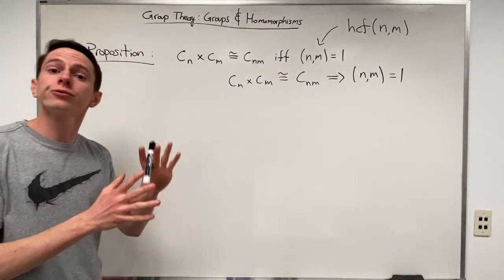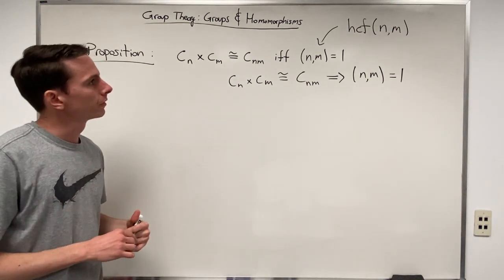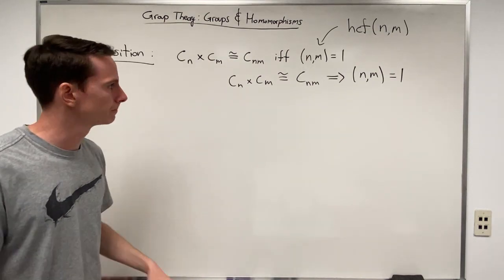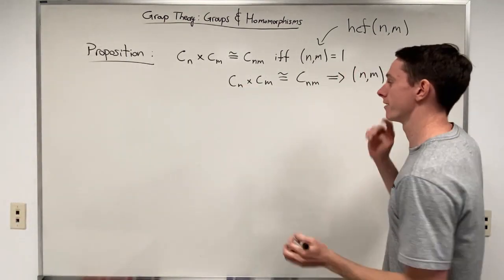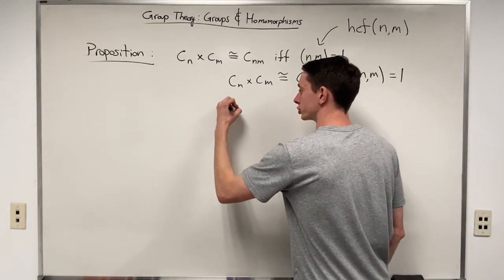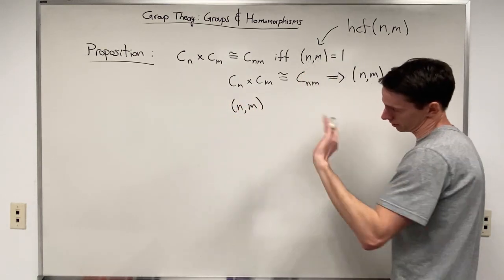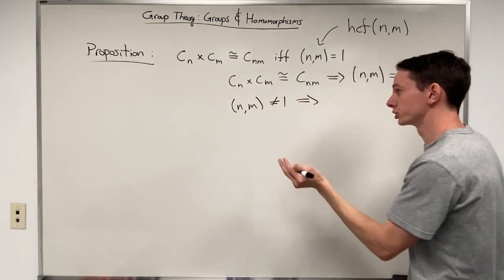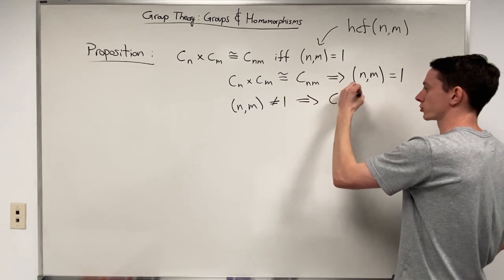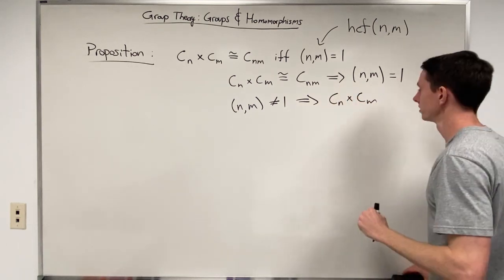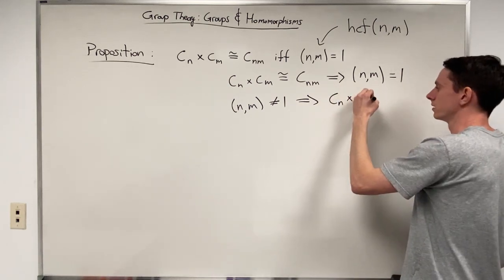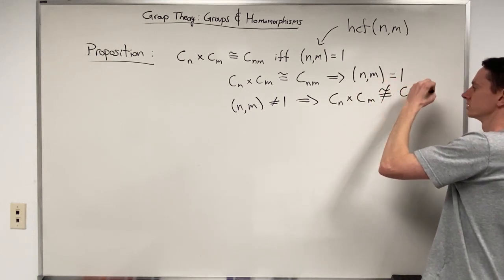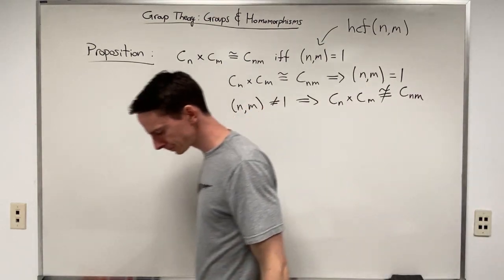Okay, let's prove the statement the other way now. And what we're going to do to do this is actually prove the contrapositive statement. And maybe I should just write that out so we have that. Let's start by assuming that (n, m), their highest common factor, is not equal to 1. And then we want to show that this implies that C sub n cross C sub m is not isomorphic to the cyclic group C sub nm, okay?